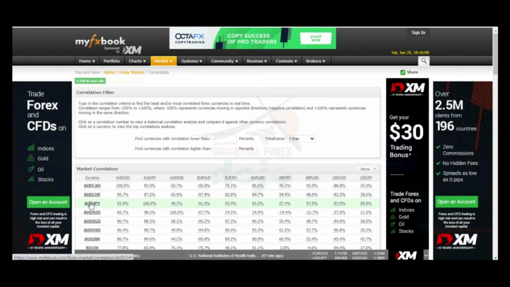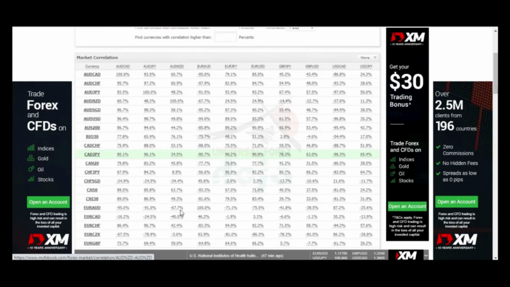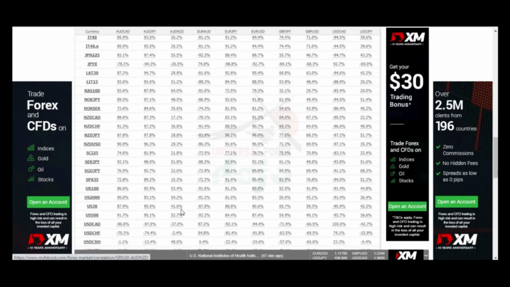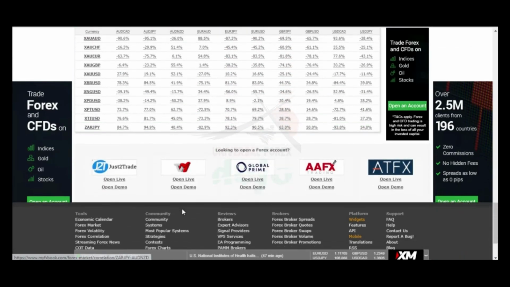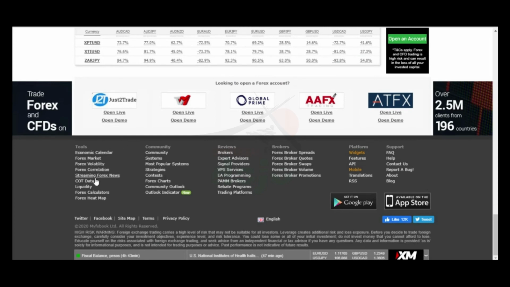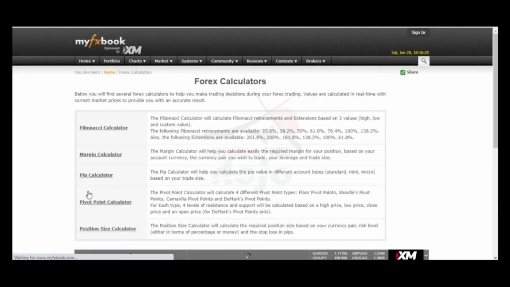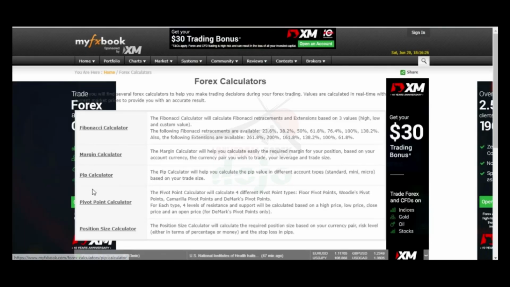So this platform basically allows you to see which pairs are positively or negatively correlated and to what extent. You do not want to be caught increasing your risk by trading extremely correlated pairs. You can also use the Forex calculators here to basically calculate your position sizes to keep to your risk levels.